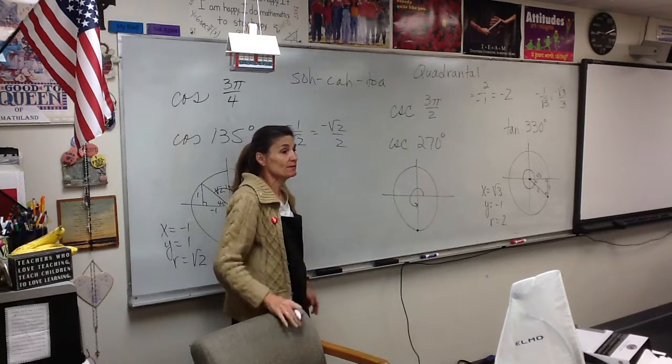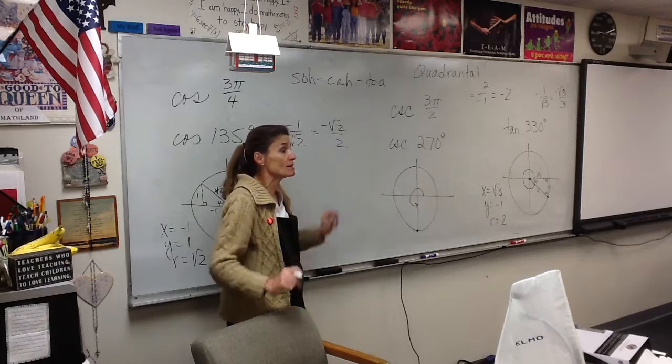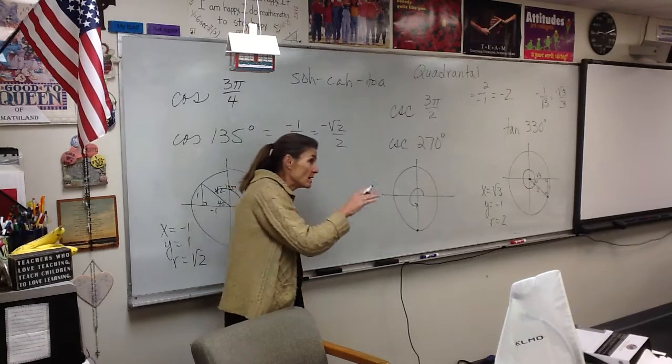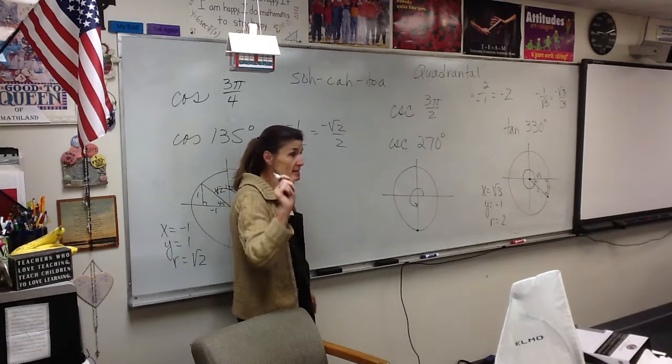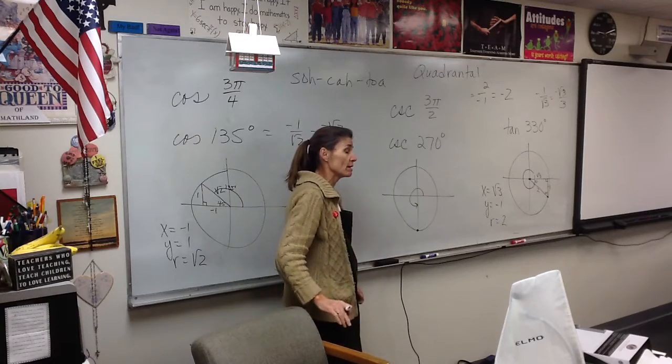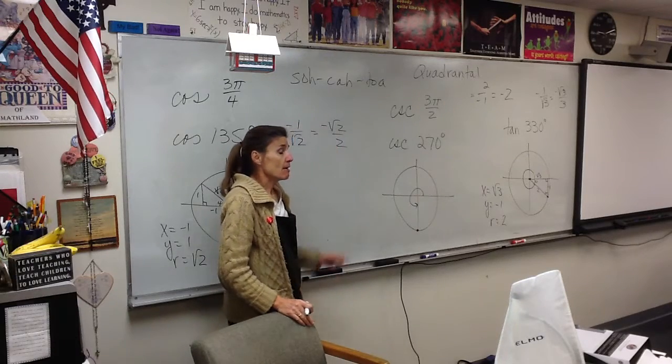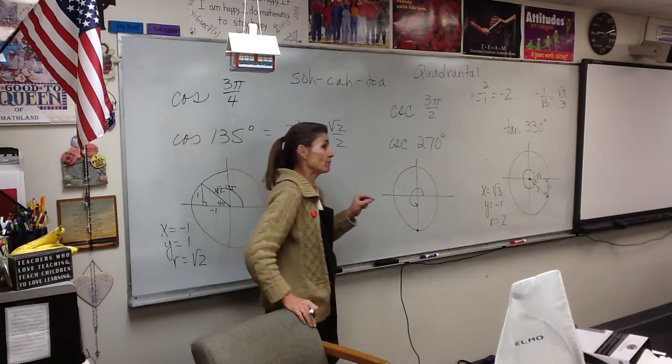So give me an example of another one. 270 is one. What would be another one? 180, 360, 90, those are all the quadrantal angles. Now here's what makes this a little bit different.